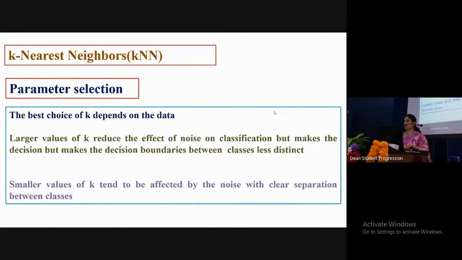Now, as I told you, one parameter selection, that is K, is very important. What happens with the larger values of K? If I try to have my K equal to n, the number of data points, then depending upon the majority voting, whatever is the highest number of class labels in your data set, you just take that particular label. And if you have smaller values, that will be affected by the noise, and your separation of classes will not be good.